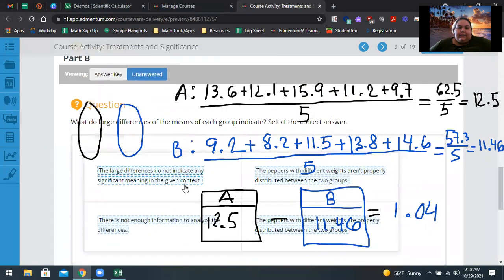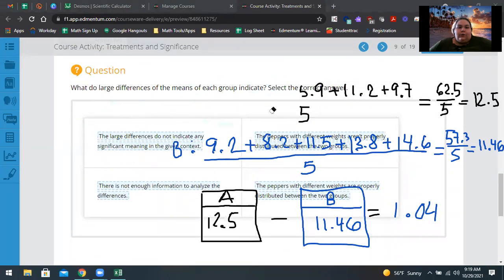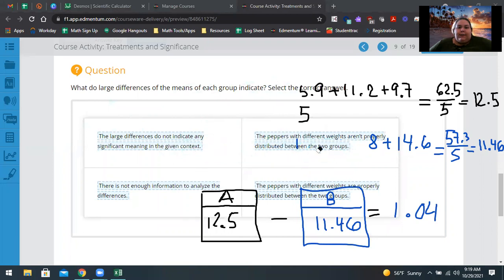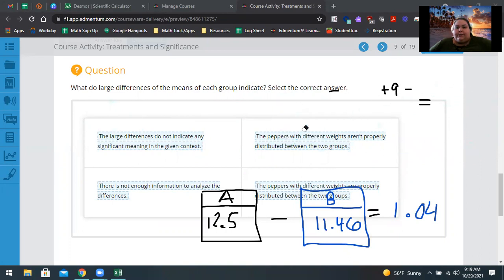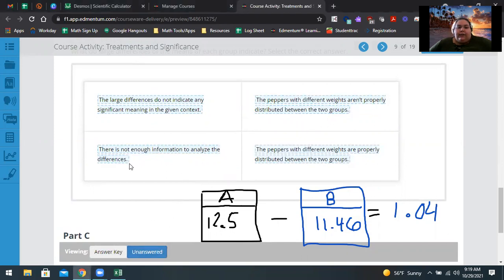So part B is, let me go ahead and clean this up. It says, what do large differences mean for each group indicated? That's why I still have this concept here, because if we have a difference, I get a value here. In this case, we have that A is actually larger by 1.04 ounces. So it says a large difference does not indicate any significant meaning. There is some type of meaning there, right? There is not enough information to analyze the difference.